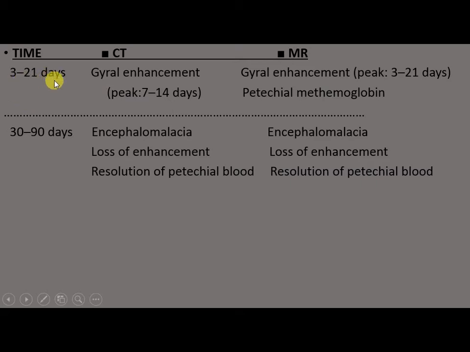From 3 to 21 days, in CT, there is gyral enhancement, which peaks at 7 to 14 days. While in MR, gyral enhancement peaks at 3 to 21 days, and petechial hemorrhage is usually also present. This is when blood-brain barrier disruption occurs. So if there is loss of the blood-brain barrier, enhancement and hemorrhage could be seen simultaneously.